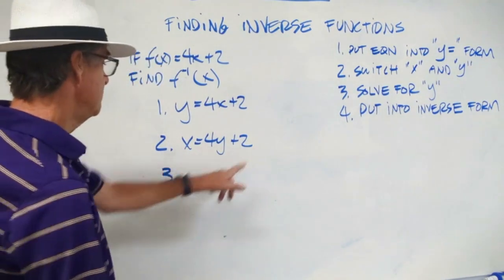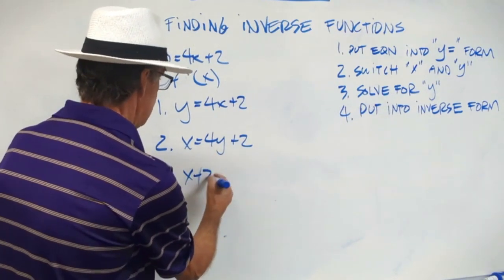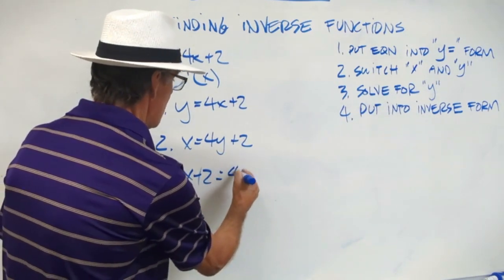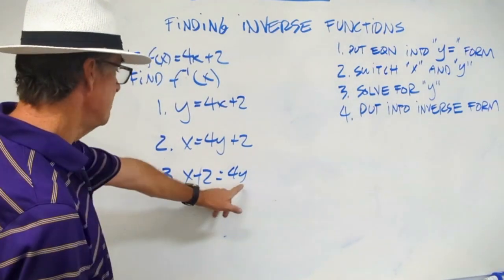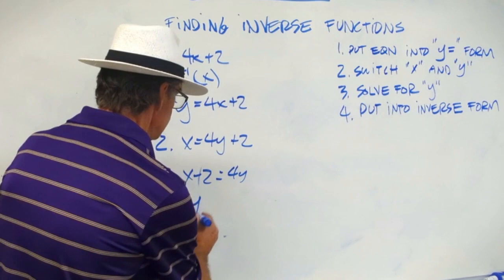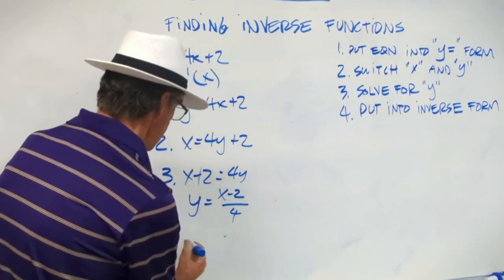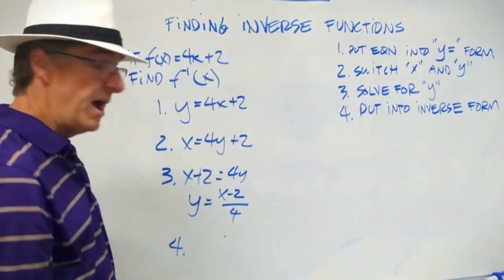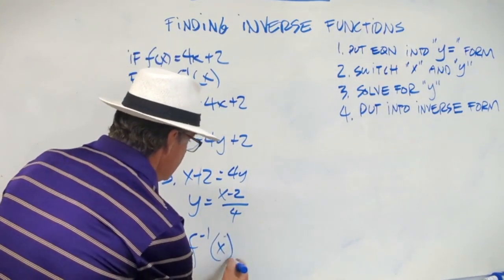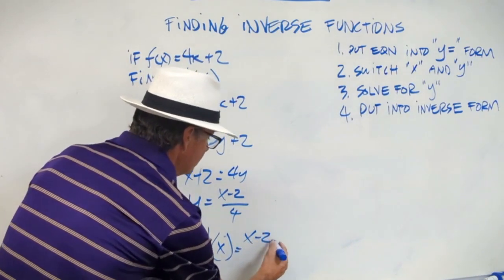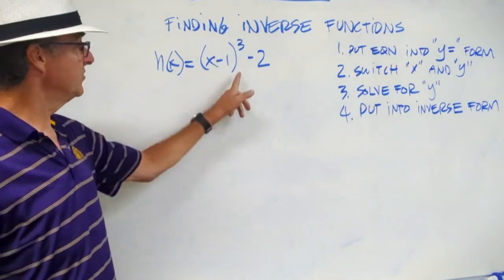So I'm going to move my 2 over. x minus 2 equals 4y. Then I'm going to divide through by 4. And so that gives me y equals (x minus 2) over 4. And then step 4, put it back in function form, only now I'm going to say f inverse of x equals (x minus 2) over 4. Like that.